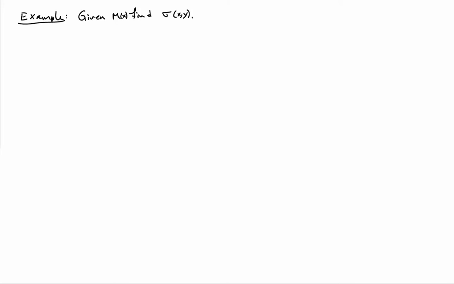In this example, let's consider that we're given the moment in the beam, so we know M of x, and we'd like to determine what the stress, so the bending stress, is in the beam. So we'd like to determine what sigma is equal to as a function of x and y. So y being the vertical coordinate on the cross section, x being the longitudinal coordinate in the beam.